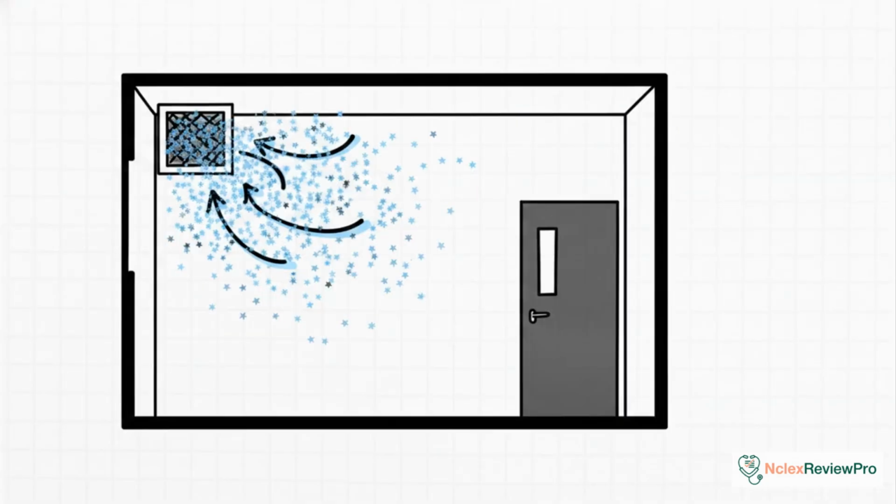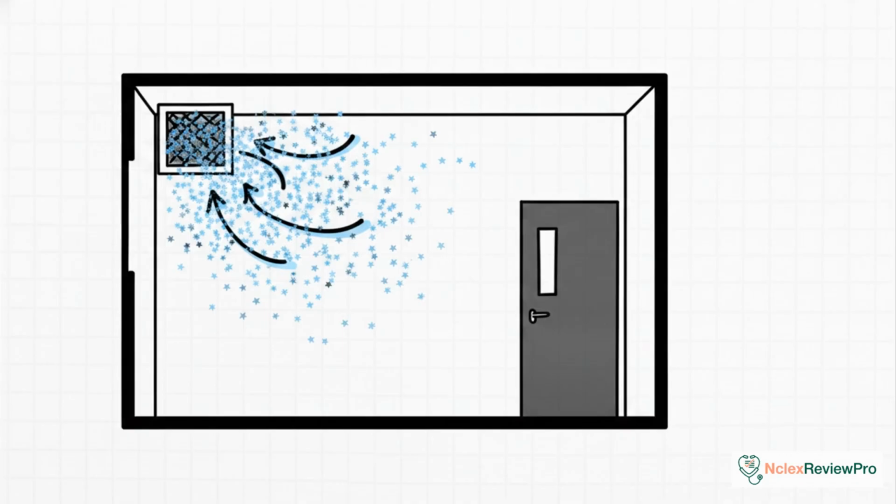For airborne, I want you to think of it like spraying air freshener in a room. The infectious particles are so incredibly tiny that they basically defeat gravity. They stay suspended and just ride along on air currents for long periods. Because these pathogens hang out in the air just waiting to be inhaled, these patients require strict environmental controls. The classic NCLEX airborne infections you need to know are tuberculosis, measles, and varicella, which is chickenpox.